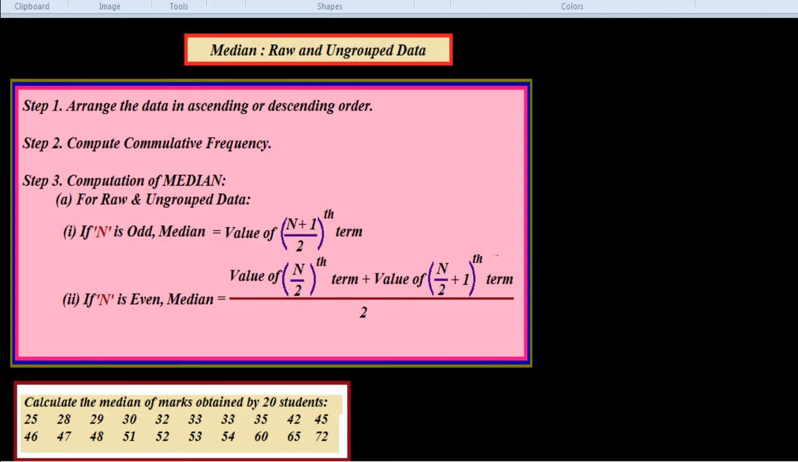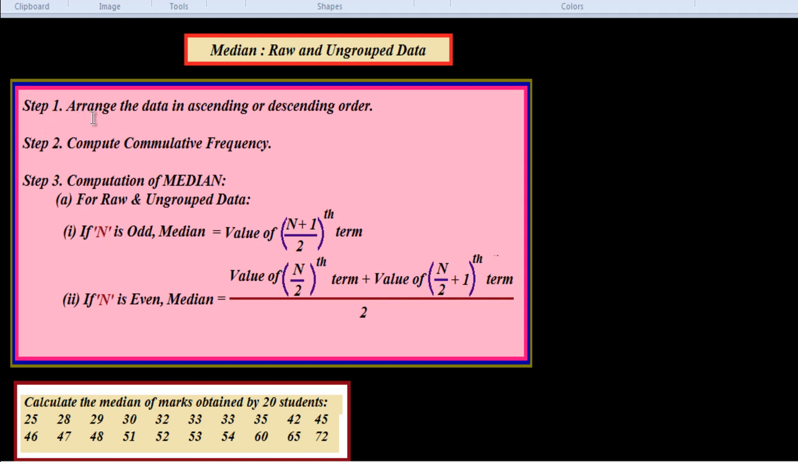Hi friends, in this session we will see how to find the median of raw and ungrouped data. So let us take a look at this procedure, how to get the median of these data. There are three steps we have to follow here.